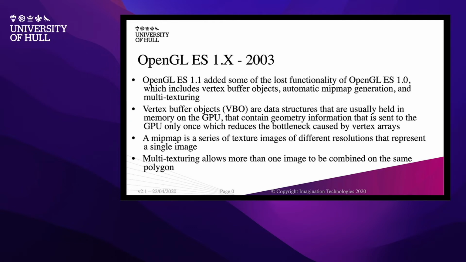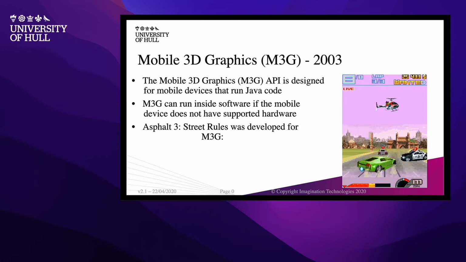And also multi-texturing. Multi-texturing is being able to use more than one image on the same triangle at the same time. M3G came along, didn't last very long. It was actually a Java-based thing. Some games were developed for it, but not too many.